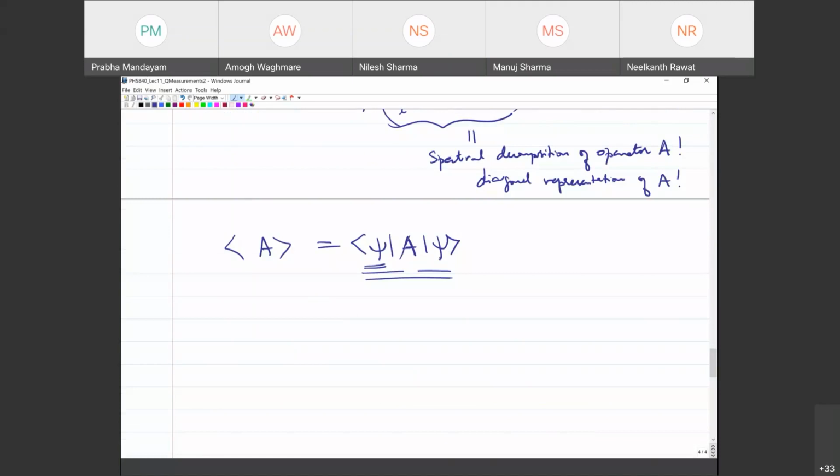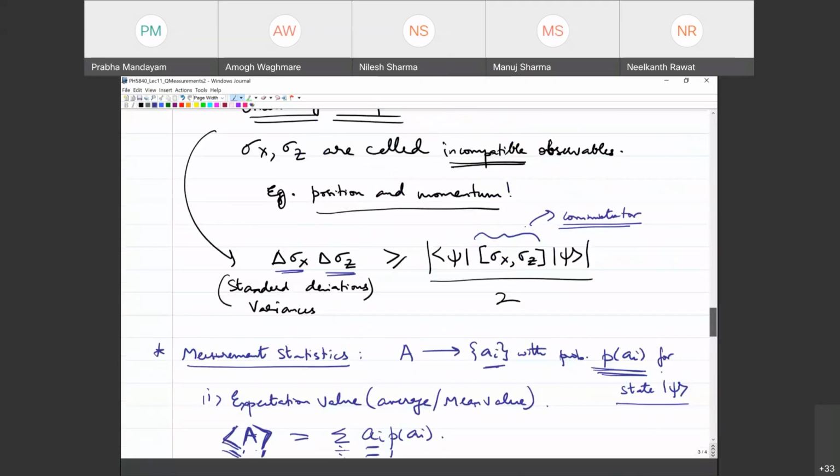If I sandwich a matrix on both sides, one side with a column vector and the other side with a row vector, I should get a number, right? So this is of course well known to the physics guys as the expectation value of observable A in state psi. So this is what I was coming to, that the right hand side of the uncertainty relation is actually an expectation value of the commutator of the two observables.